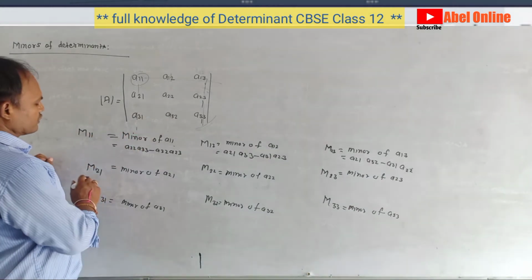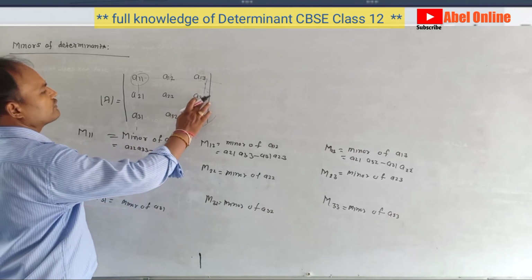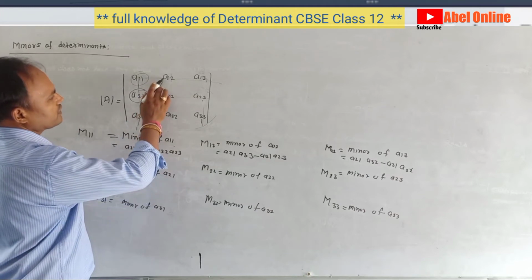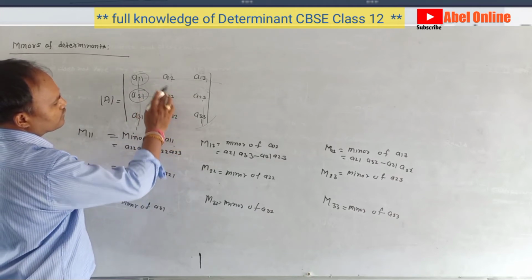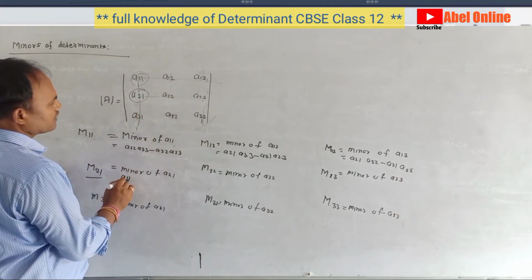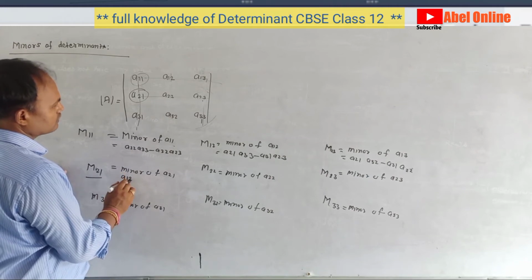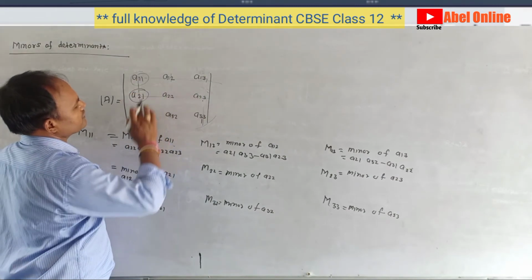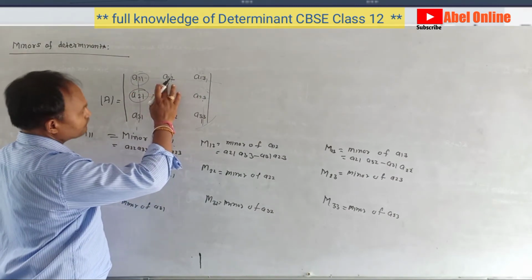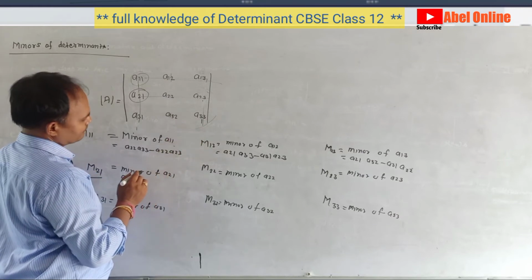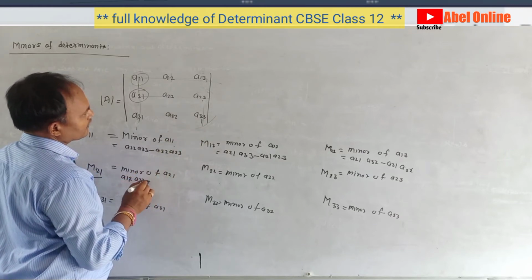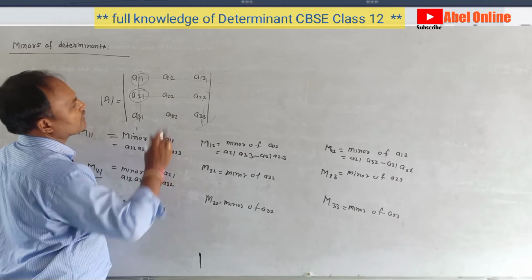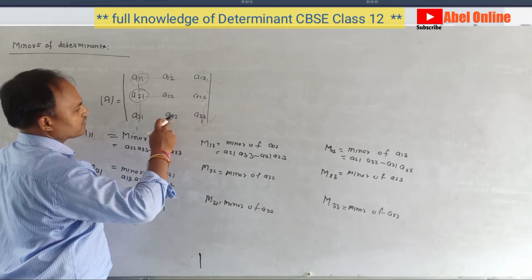Now the question arises, what about A21? When we are talking about A21, we have to find it: just eliminate this and this. The remaining part is A12, A13 and A32, A33. So A12 multiplied by A33 and A13 multiplied by A32. This multiplied by this and this multiplied by this.